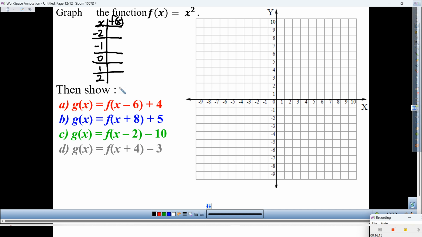All right, Julissa, go. 4, 1, 0, 1, and 4. That is correct. Negative 2, 4. Negative 1, 1. 0, 0. 1, 1. 2, 4. And we label that f of x.